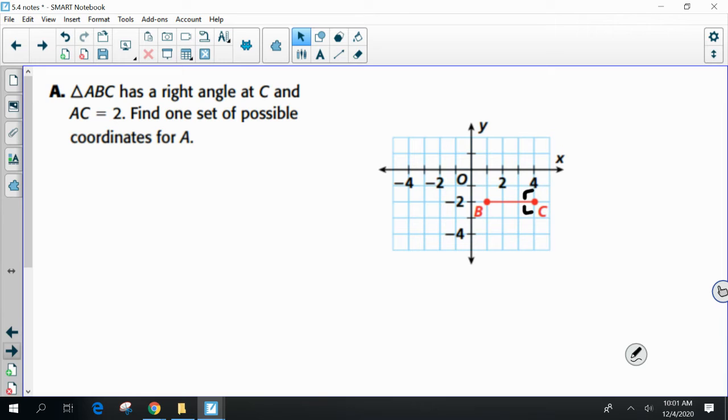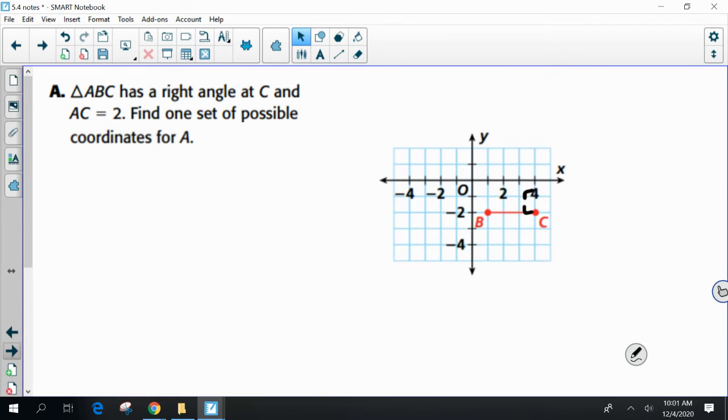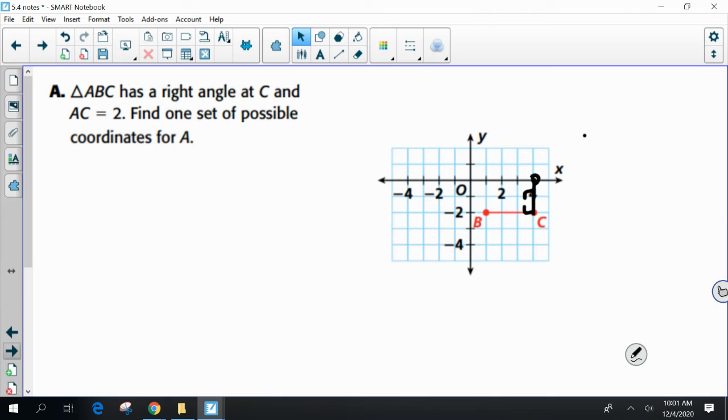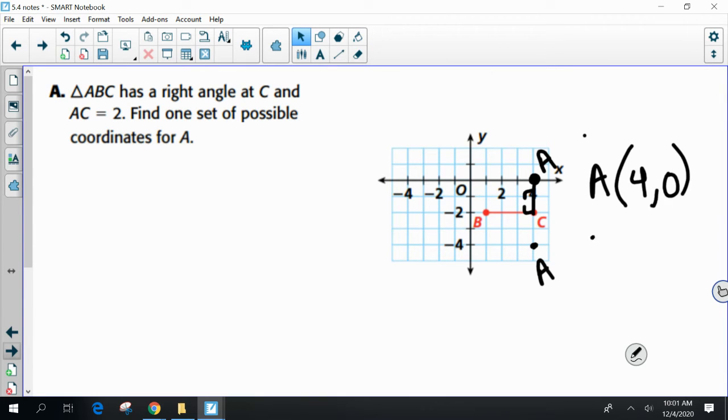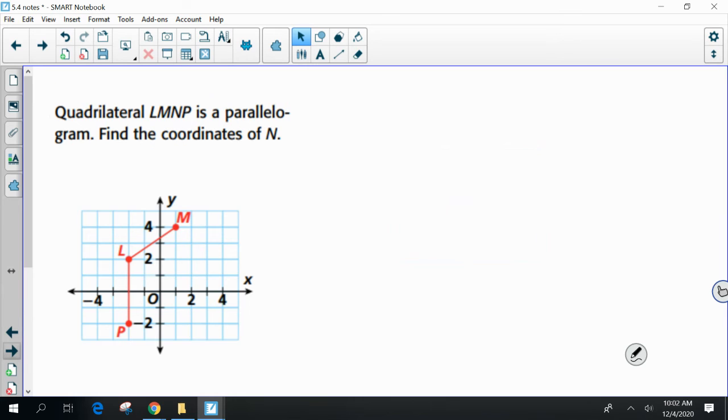4, 0. Okay, so I can either go up 2 and have A be right here, or I could go down 2 and make that A. So I would say that A can either be 4, 0, or A could be 4, -4. Either would be okay. Okay, so I want you to try this one.